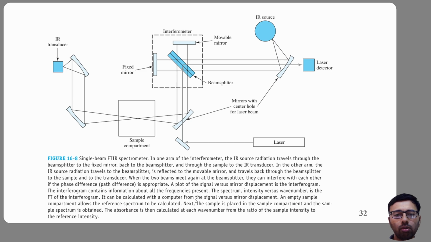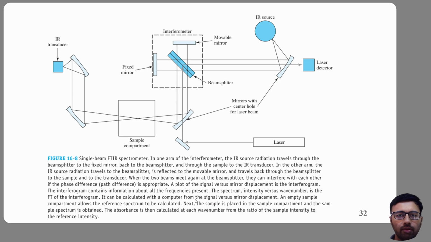Take a close look at the figure on the screen. This is a schematic diagram of a typical single beam FTIR spectrometer. At first glance, the optical pathway may appear complicated, but once we follow the beam carefully, the entire design becomes logical. Let us trace the path of IR radiation step by step.